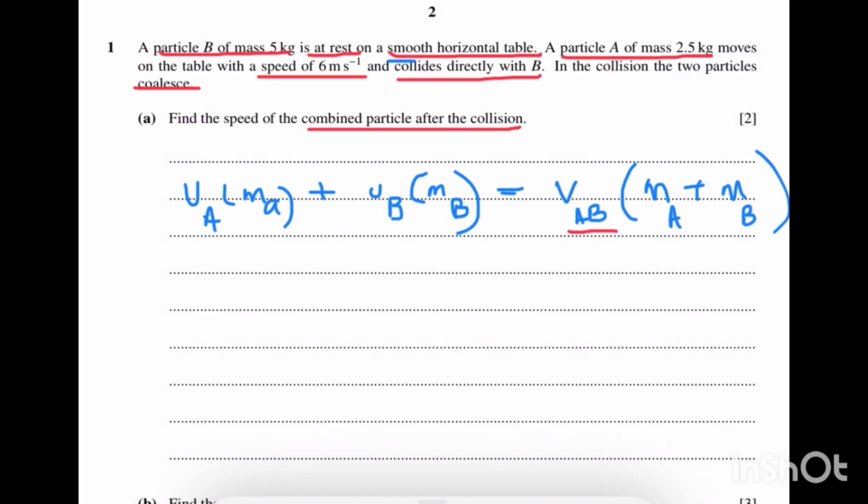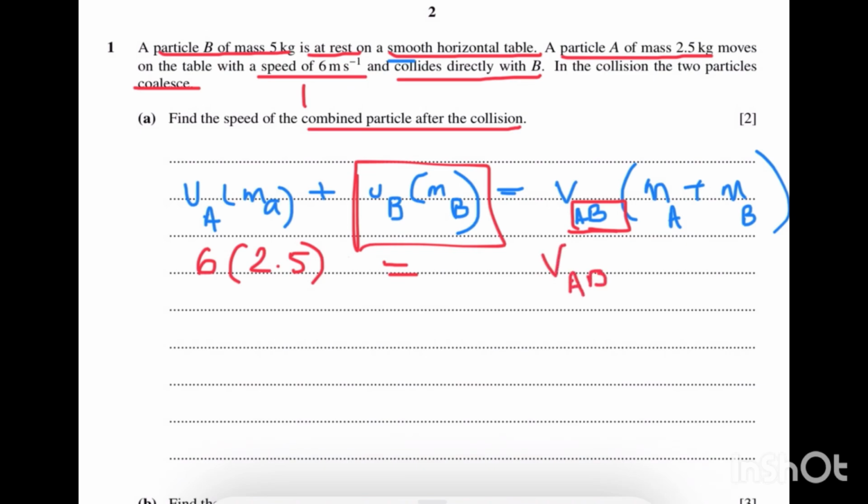So first let's write down what we know. The initial speed of A directly before collision is given to us as 6. So this will be 6, and the mass of A was 2.5, and then we have the initial speed of B, which was 0, so this entire term will become 0, so we don't need to add. And then we have the other side of the equation or the formula.